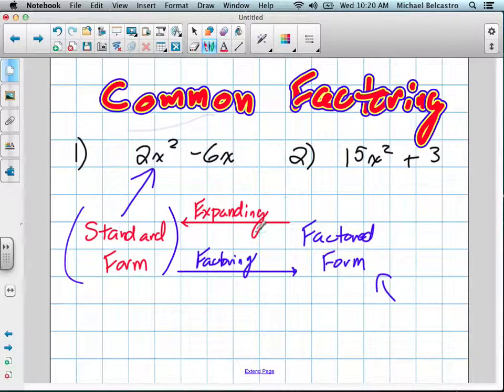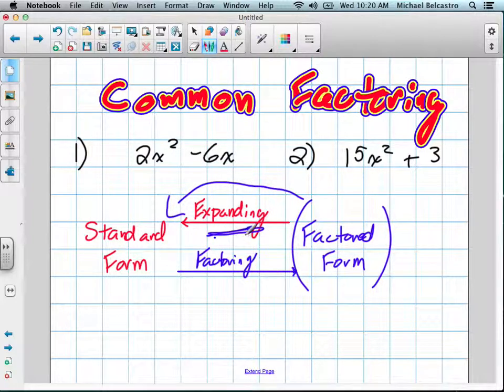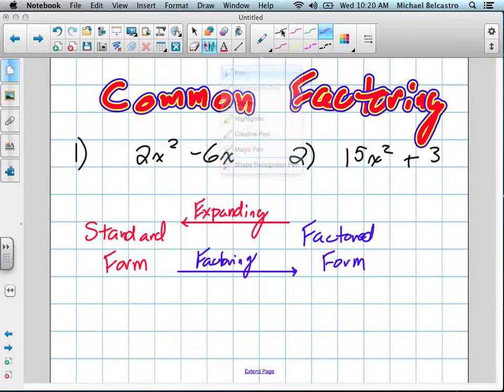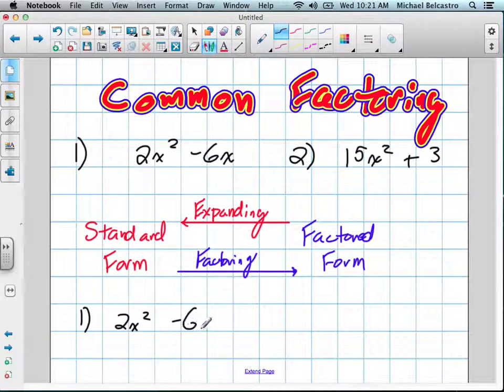Before we did that, in the previous lesson, 2.1, we moved from factored form to standard form by expanding. So these are the opposites of each other. Once we factor this, I'll show you what factored form looks like. We're going to go through the very first question, which is 2x squared minus 6x. What we're looking for are common terms.